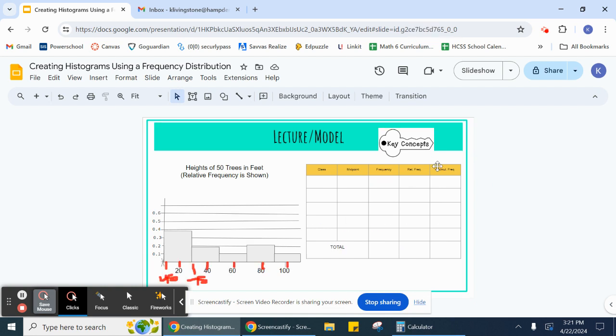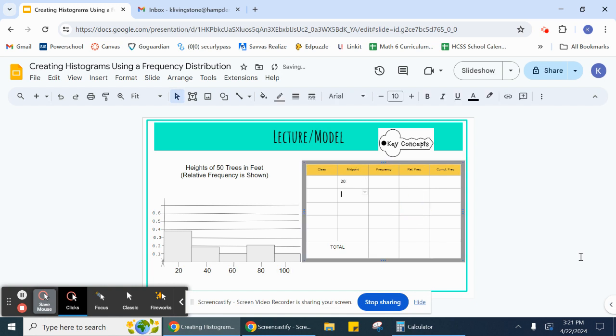All right, now we have the height of 50 trees, and the relative frequencies are shown, and the midpoints are shown. So first thing we can do is fill in our midpoints: 20, 40, 60, 80, and 100. We know our relative frequencies, or our percentages. We have 40%, 30%, 20%, 10%.